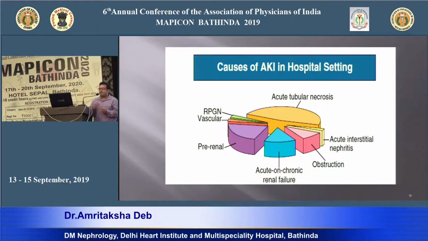This constitutes around 50% of acute kidney injury in hospital settings, but we have a significant part of acute on chronic kidney disease as well as pre-renal obstruction as well as acute nephritic syndrome.